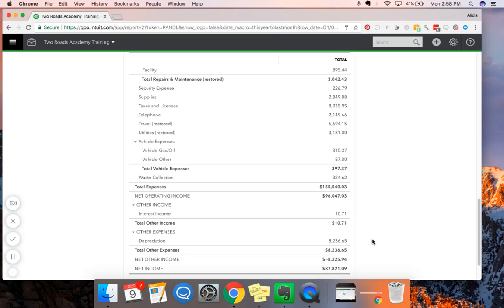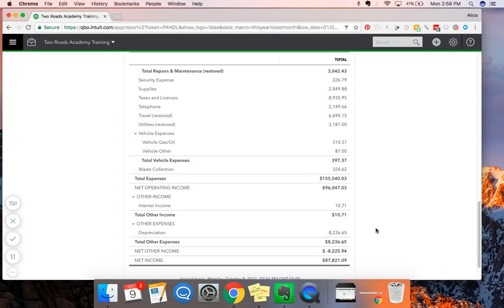After net operating income, you'll see other items that are also business related, but they are not directly related to any of the products that you sell, and they're not expenses related to those items. Things like that would be interest income if you have an interest-bearing checking or savings account. And then perhaps depreciation expense or maybe state taxes would be down here.